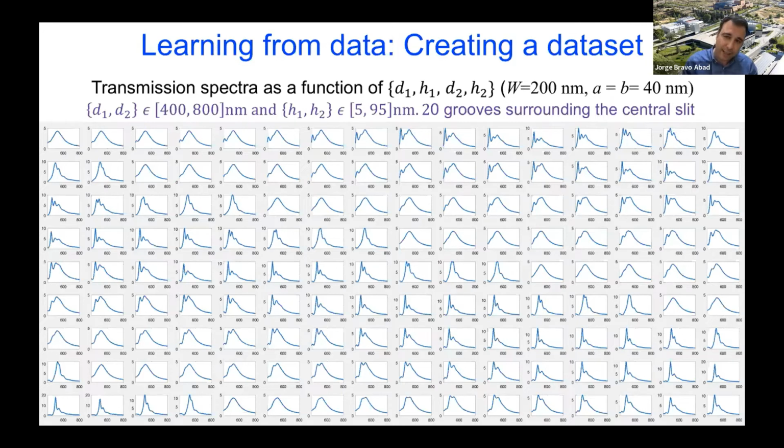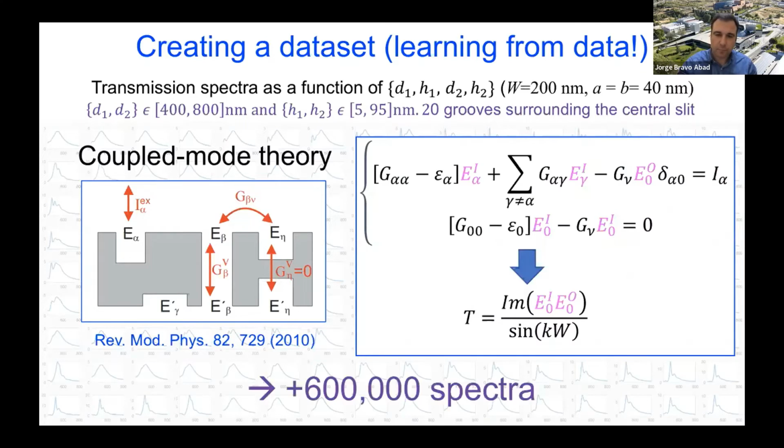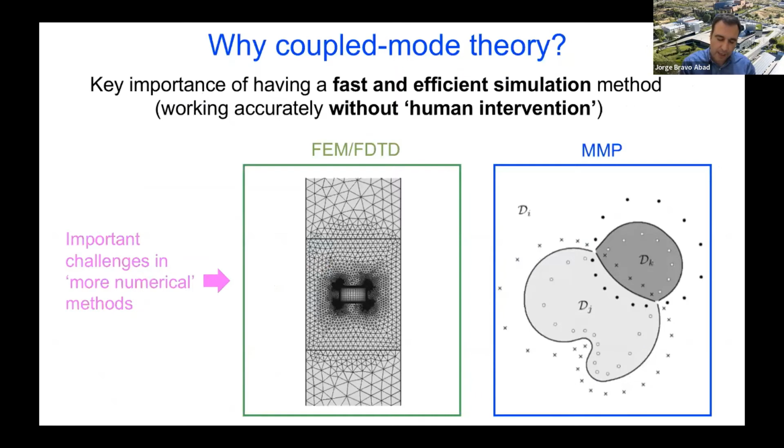So we created this data set with the geometrical parameters that are accessible experimentally. These are a bit technical details, but in order to create them, we have to use our home-made theoretical model that allows us to create 600,000 spectra for our data set. This is a lesson for us, because it turns out that sometimes the most popular numerical methods to solve the physics of this problem are not suitable to create the kind of large data set that we need in our case.